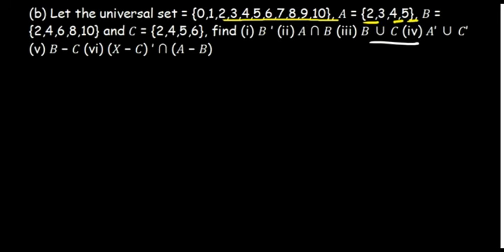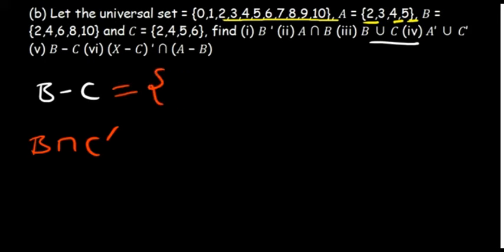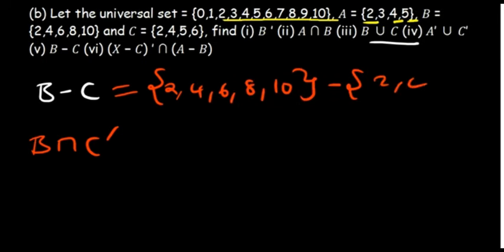Then for B minus C, B minus C means B without C. Others could interpret it to be B intersection C complement, so whichever works for you. But I look at B minus C itself to be easier because for our B we have 2, 4, 6, 8, and 10. We are trying to subtract our C. For our C we have 2, 4, 5, and 6. So the basic idea is when you are trying to find B minus C, you just need to exclude the members that are in C from B.